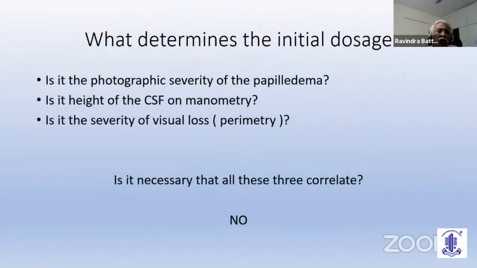So what determines the initial dose? Is it the photographic severity of the papilledema? Is it the height of the CSF on manometry? Or is it the severity of visual loss? Is it necessary that all these three correlate? Not necessarily. My personal decision to base the initial starting dose is entirely based on the amount of visual loss on perimetry.